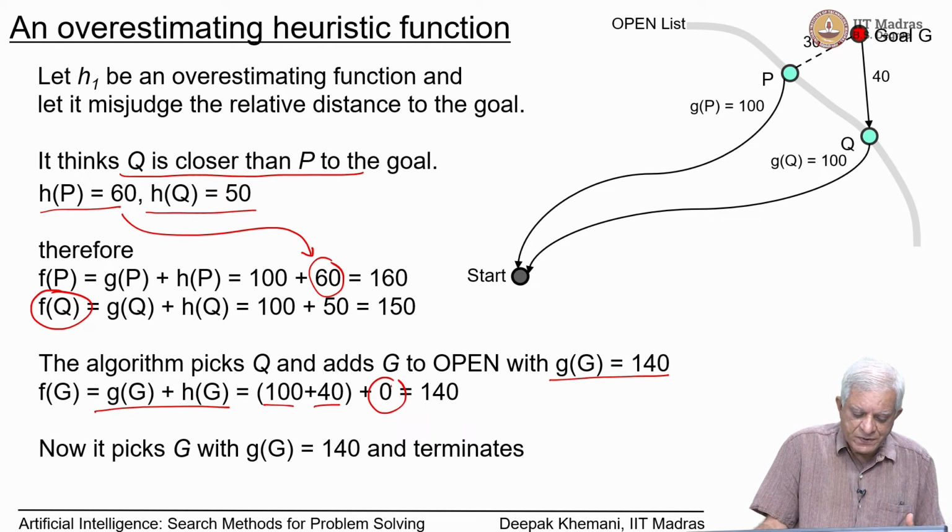So, it's put f of g, it's got two nodes left on open, one is p and one is g. So, this has already gone into closed because it has expanded this.